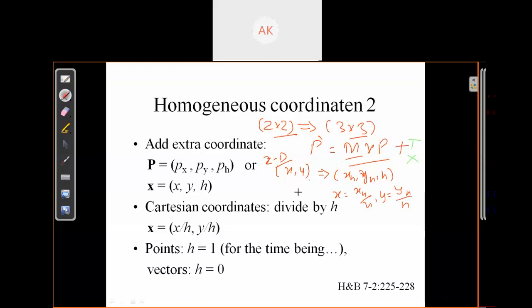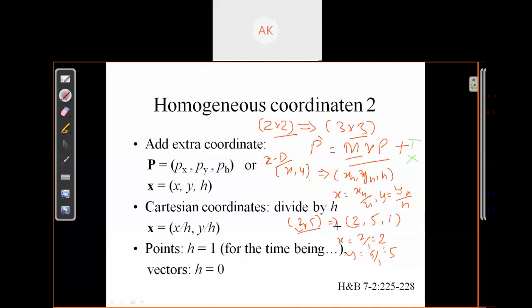Suppose your point is 2, 5. You want to write this 2, 5 coordinate in a 3D matrix or homogeneous coordinate. You will write it in this form. You can just write 2, 5, 1. Here, as you can see, when you calculate x, xh is 2, divided by 1 you get 2, so x equals 2. And yh is 5, divided by h equals 1, you get 5. So this is 2 and 5.